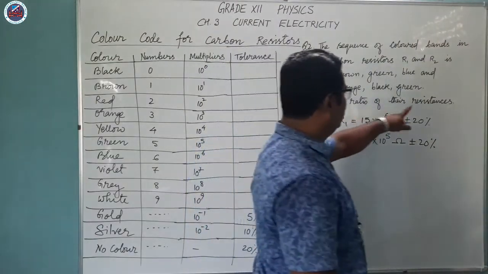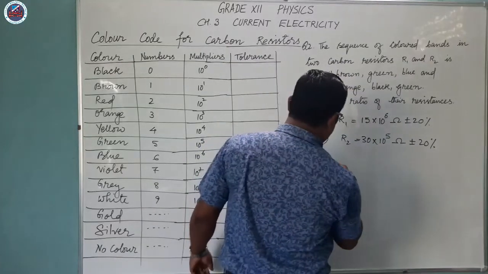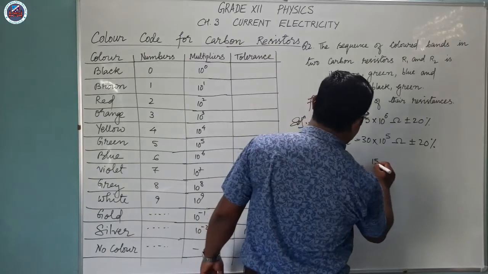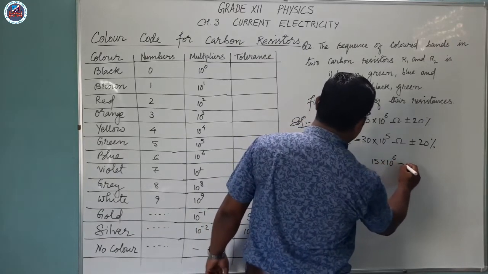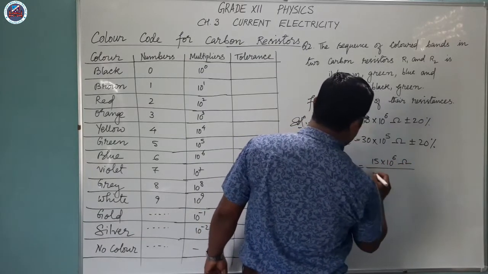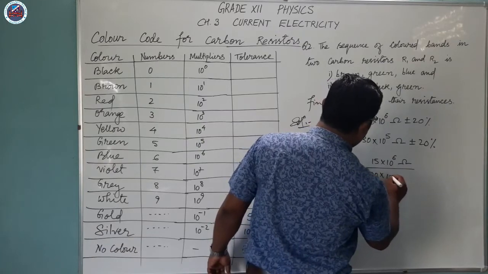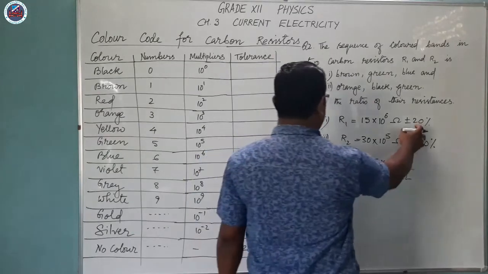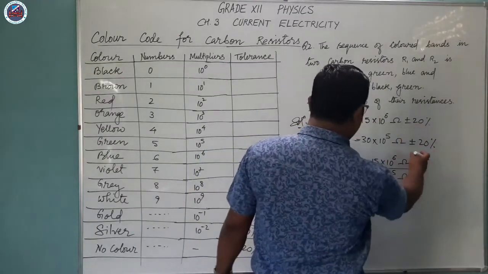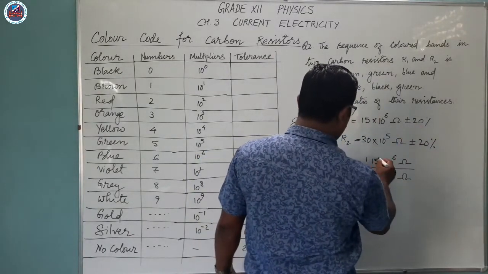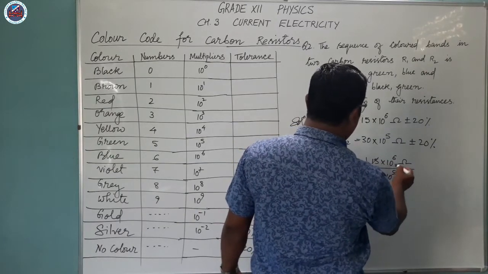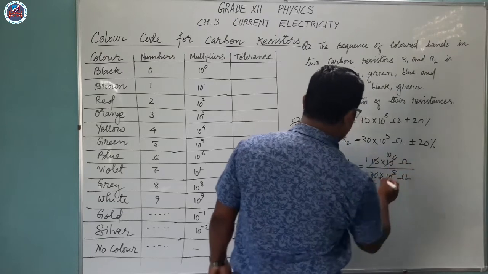And after that, to find out their ratio, R1 by R2 is equal to 15 into 10 to the power 6 ohm divided by R2, which is 30 into 10 to the power 5 ohm. While finding the ratio, we will not write the tolerance. Ohm will get cancelled. 15 2s are 30. And here you have 10 power 5.